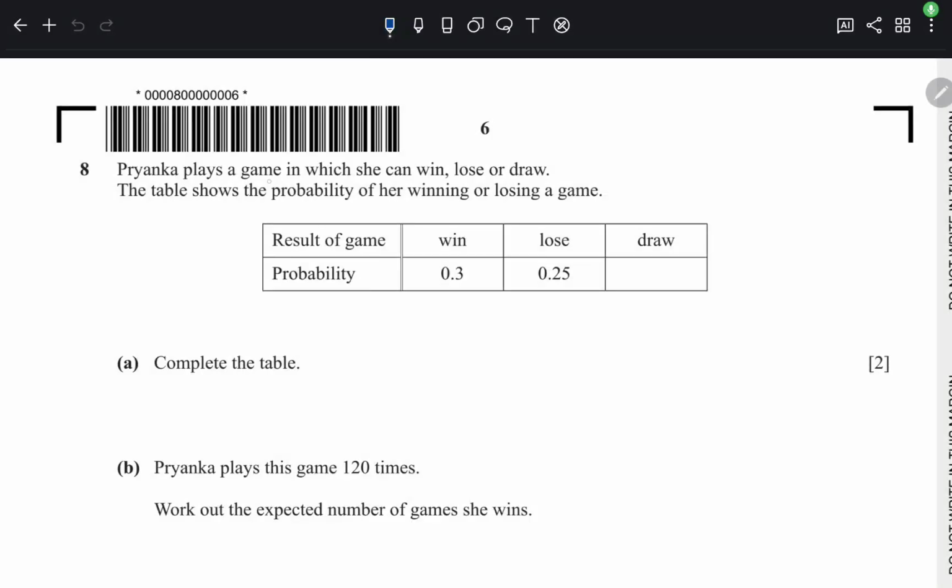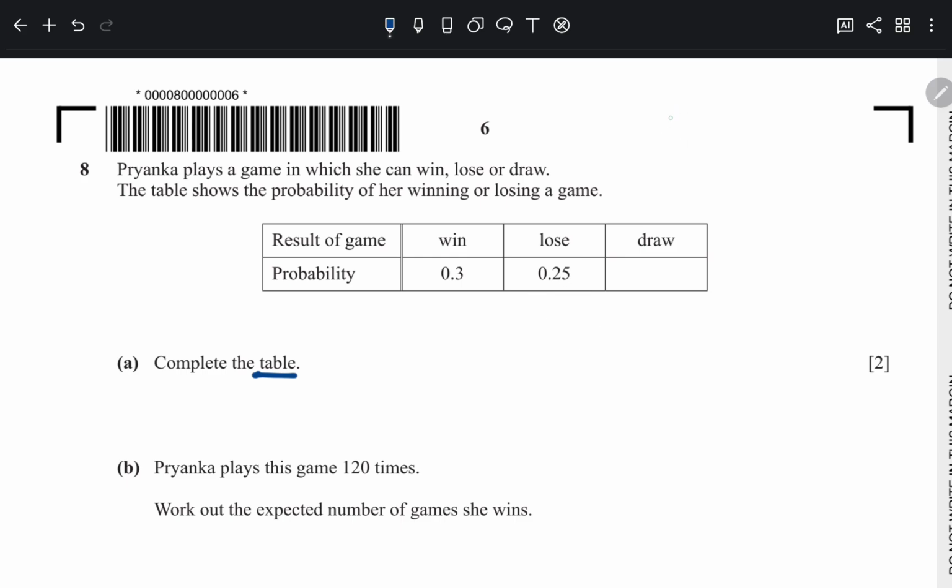Do number 8. It says Priyanka plays a game in which she can win, lose, or draw. Here's the thing. They say complete the table. So probability, you know that the things should add up to 1. This one is easy. We're going to say 1 minus these two, 0.3 and 0.25. If we add them together, 0.25 plus 0.30, 5 plus 0 is 5, 2 plus 3 is 5, so it's going to be 0.55, isn't it?